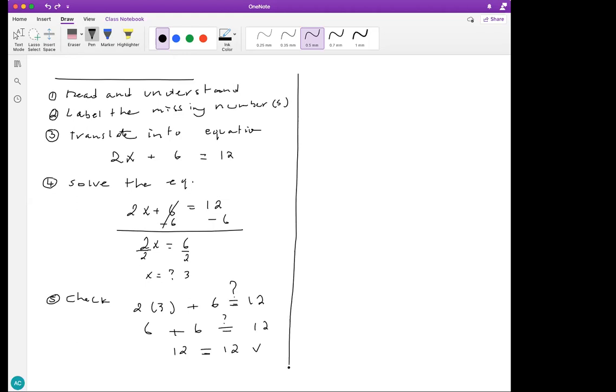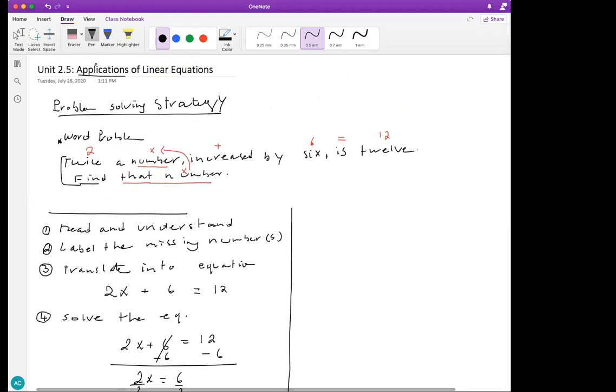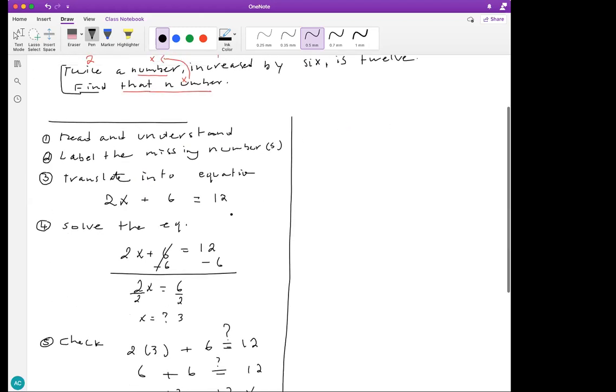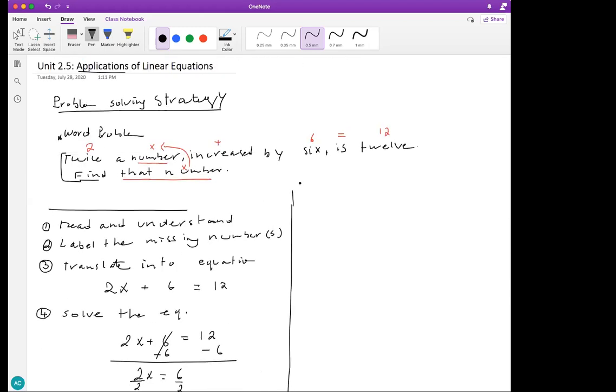So that's one application of linear equations. We learn things for a reason, in order to apply them or use them to solve actual real world and word problems. And this is one of them. Okay, let's look at another one. Let's make up another word problem.